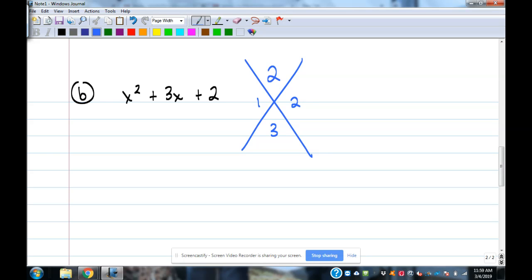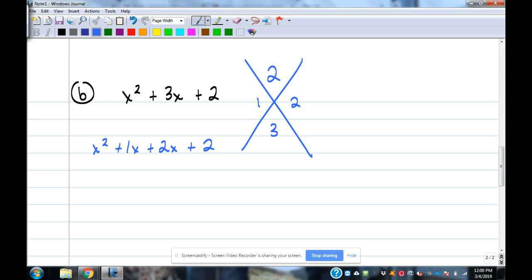Now we rearrange this 3-termed trinomial into something that's got 4 terms. So we're going to replace this 3x with a 1x and a 2x. x squared plus 1x plus 2x plus 2.